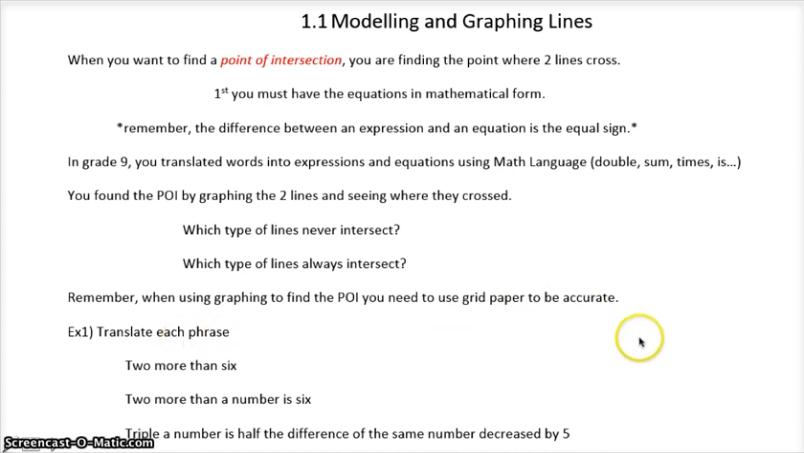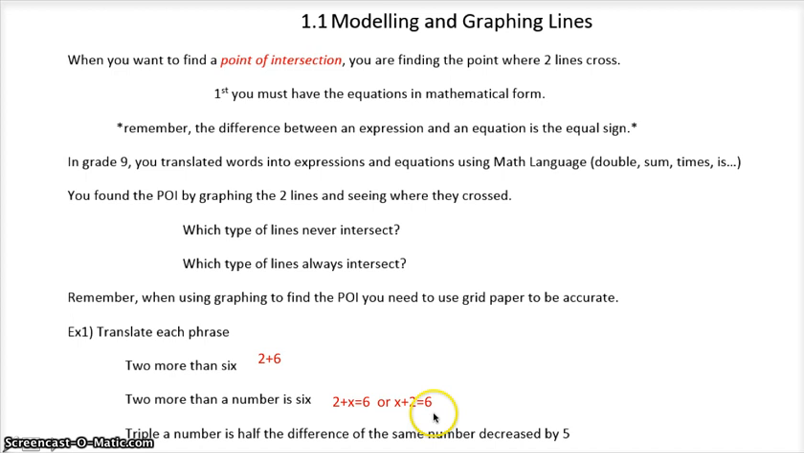So 2 more than 6. How would we write that? Right, so you should have 2 plus 6, 2 more than 6. You could also write that as 6 plus 2. Next, 2 more than a number is 6. Because we have the equal sign and the word is, this now becomes an equation. So you can either write it as 2 plus x equals 6, or you could write it as x plus 2 equals 6.